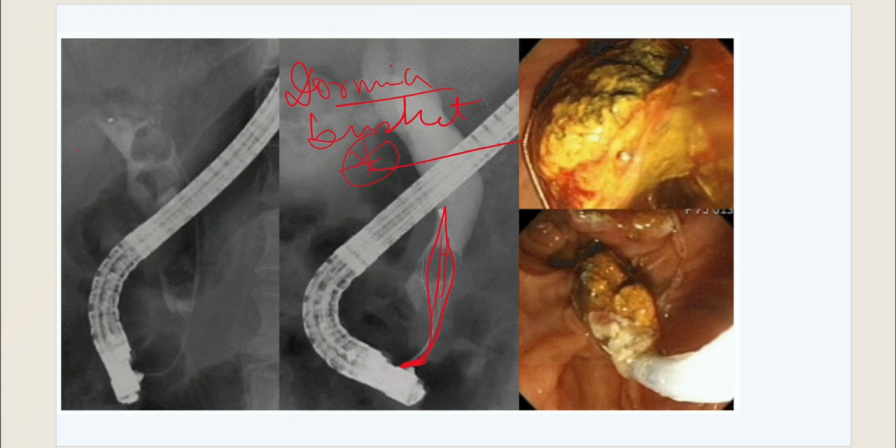Then once this Dormia basket is past the stone, the assistant opens the basket by pushing the catheter's handle, and we pull it together so that the stone is pushed towards the sphincter and extracted. The basket is gently closed and retracted. Thus, the stone is also extracted along with the basket. Mechanical lithotripsy can also be done with the help of this procedure.